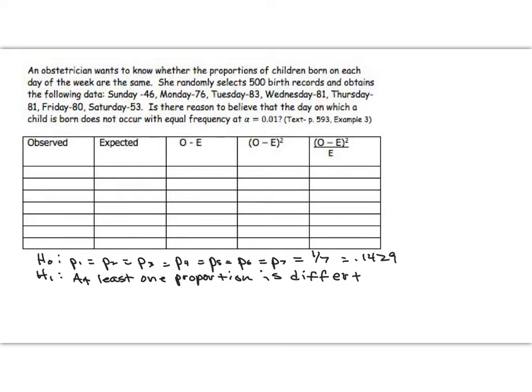Okay, and then we can see that alpha is equal to 0.01. And we can also see that our degrees of freedom are 7 minus 1, which is 6.